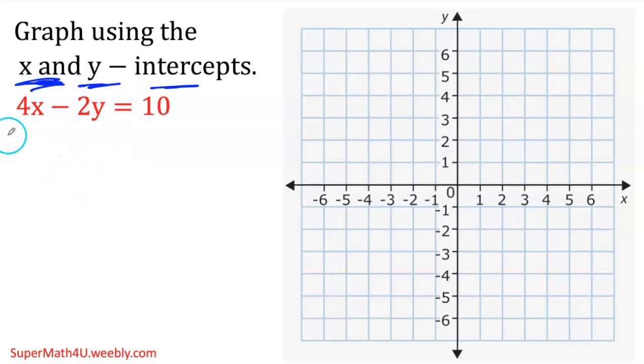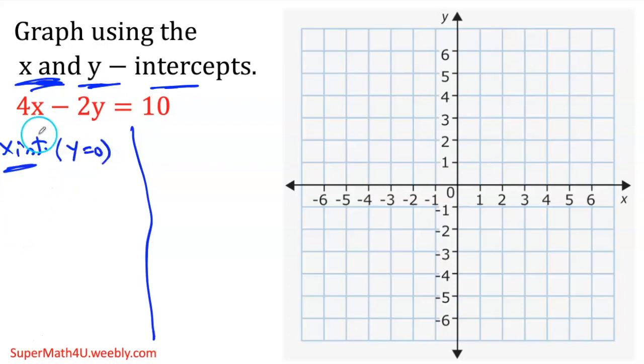How do I do this? I'm going to break this into two parts. I'm going to find my x-intercept. How do I find the x-intercept? I make the other variable 0. If I want the x, I make the y 0. So I write my 4x minus 2y equals 10. You see, I didn't change anything in the equation. Instead of the y, I'm going to put a 0 right there.